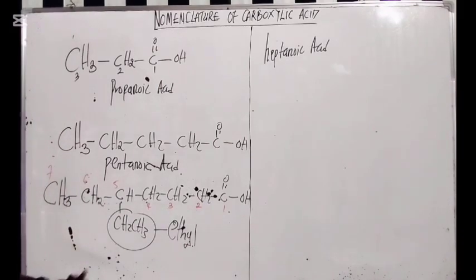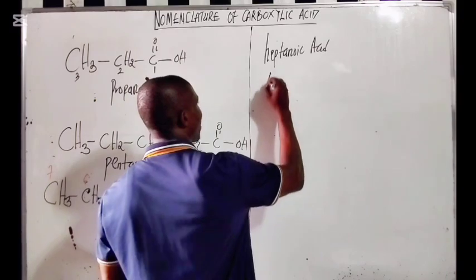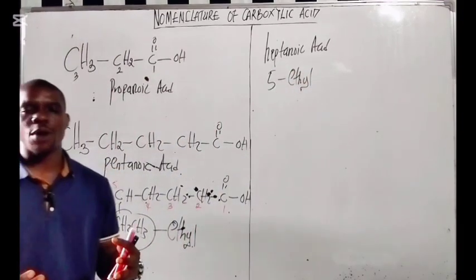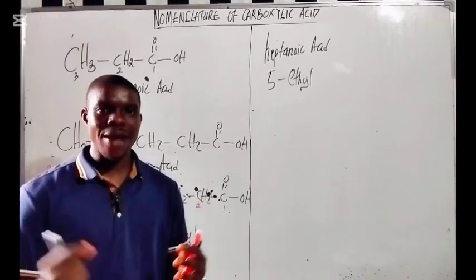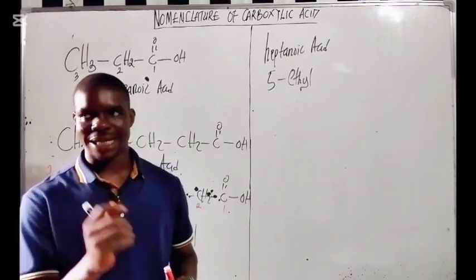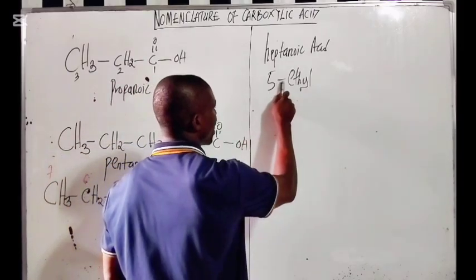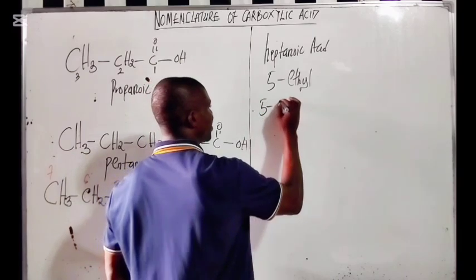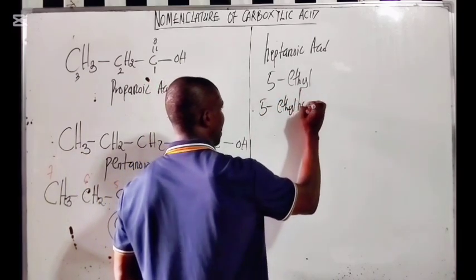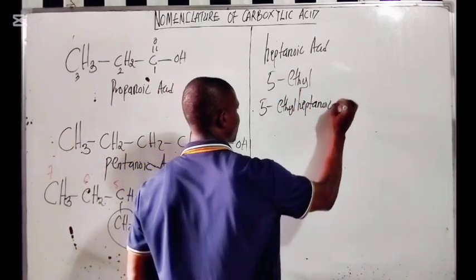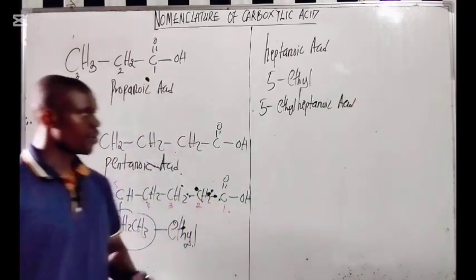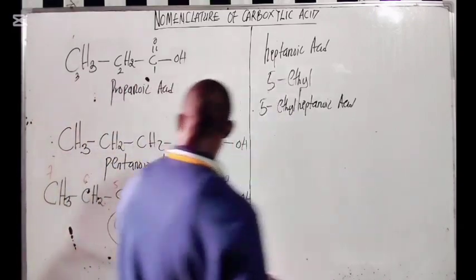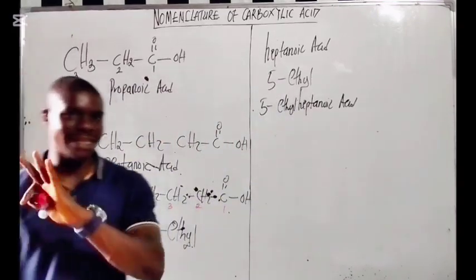So how do I do it here? It's going to be 5-ethyl. Now, when you are naming an organic compound, this is what you need to understand: number and alphabet must be separated by a hyphen. So the name is going to be 5-ethylheptanoic acid. Do you see that? As easy as that, because the nomenclature of carboxylic acid is not that difficult.